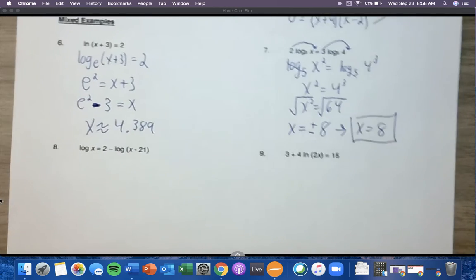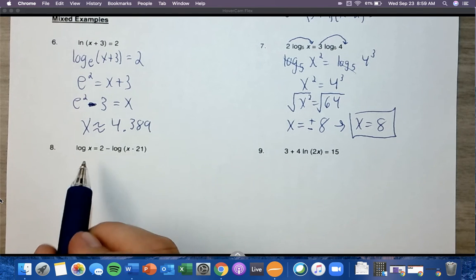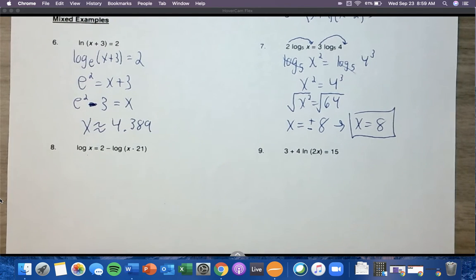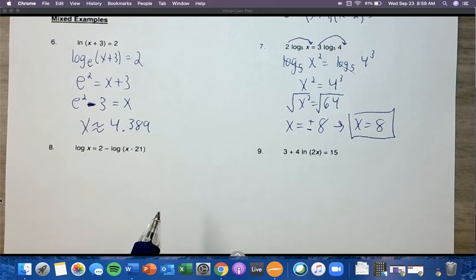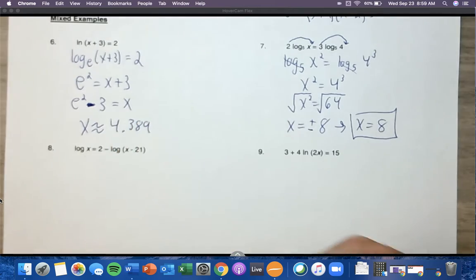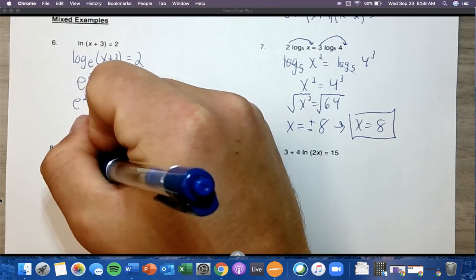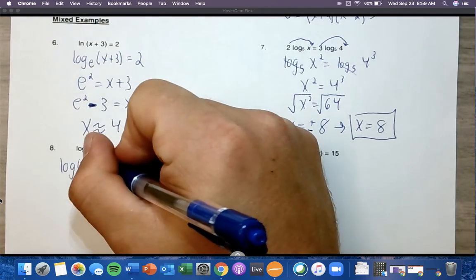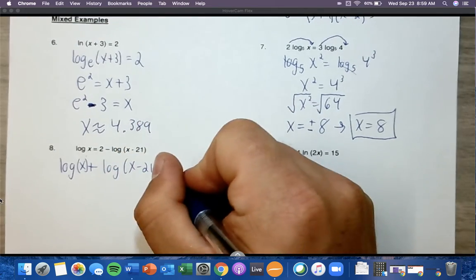All right, number 8 over here, we have log of x is equal to 2 minus log of x minus 21. And if we remember, if there's no base written, it just means it's log base 10. So here we're going to have to do some algebra. We have to move this log to the other side to get them together, because we're going to have to use our properties to combine them. So if we add this log of x minus 21 over, we get log of x plus log of x minus 21, all equal to 2.